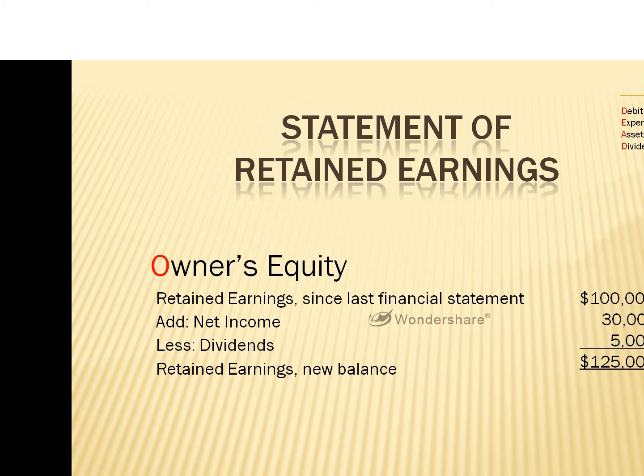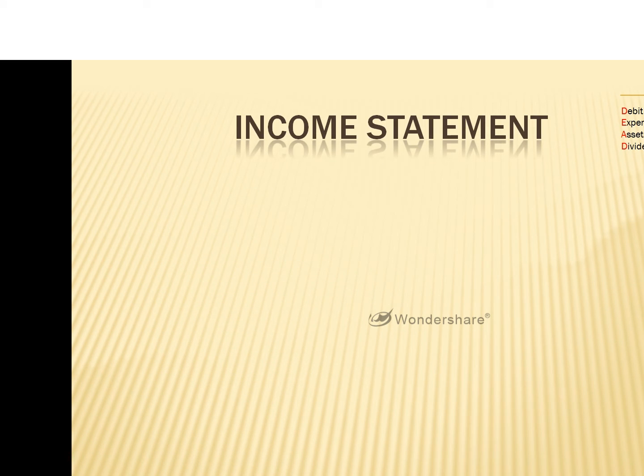So if we bring some practice numbers in, on March 31st, we had $1,000 as our retained earnings. Through the second quarter, we earned a net income of $30,000. We paid out dividends of $5,000, and so our new January 30th balance is $125,000. Then we're on to income statements.